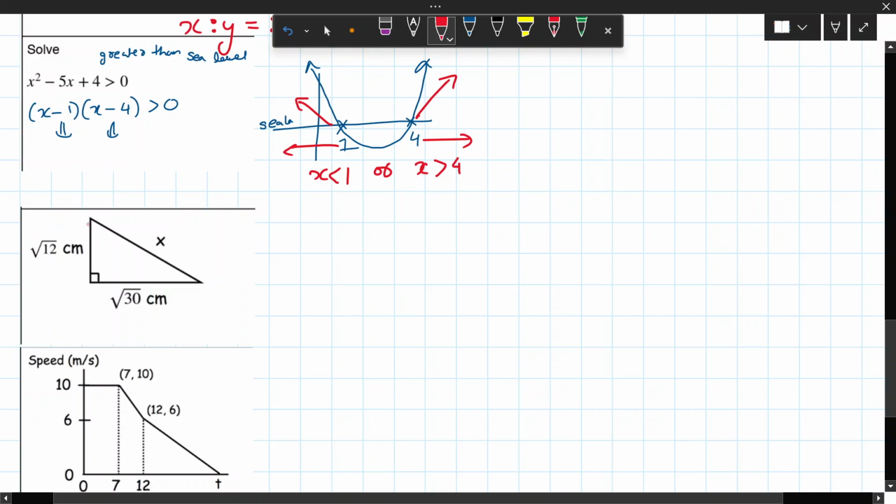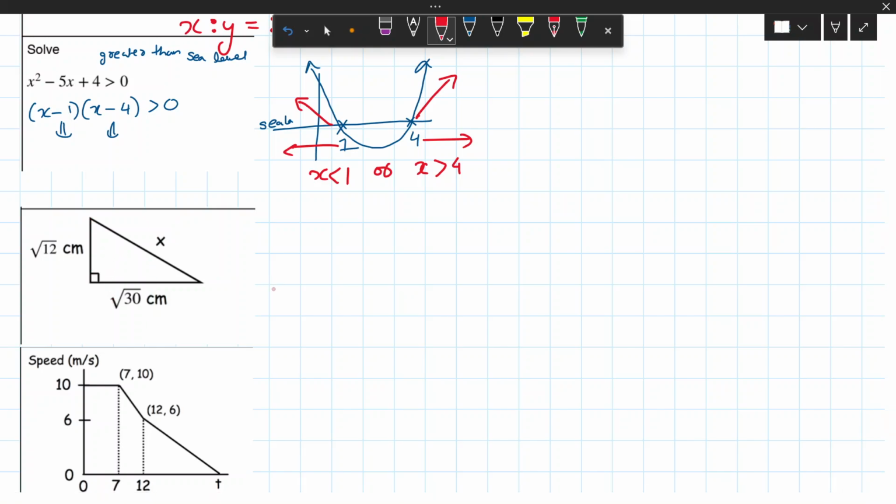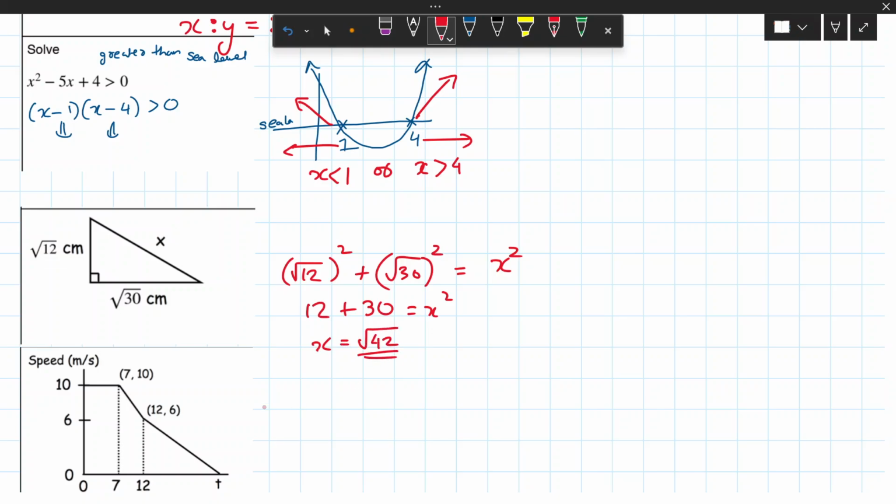The next question that we've got, Pythagoras question. So that's really easy. All we've got to do is take the square root 12, square that, take the square root 30, square that, and that would be equal to your c squared or your x squared. Square root of 12, when you square that, that's 12. Square root of 30, when you square that, that's 30. So that's x squared, which is equal to 42. So you could say x is equal to square root 42.